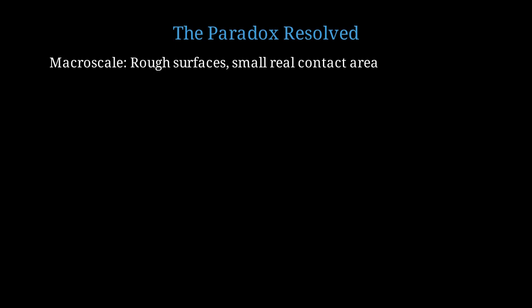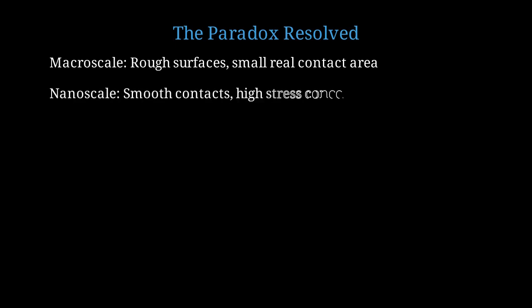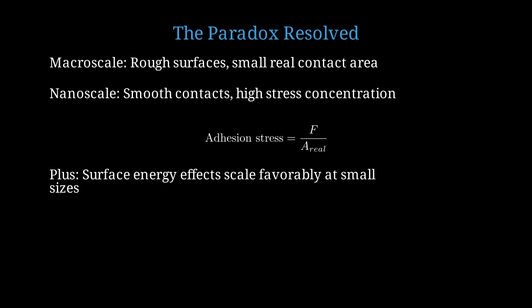Let's return to our original paradox. Why do non-sticky materials stick at the nanoscale? At the macroscale, even seemingly smooth surfaces are rough. The real contact area is a tiny fraction of the apparent area, so adhesion forces are diluted. At the nanoscale, surfaces can be molecularly smooth over the contact region. The entire apparent area becomes real contact area, and stress concentrates. Adhesion stress equals force divided by real contact area. At the nanoscale, A real approaches A apparent, so stress becomes very high. Additionally, surface energy scales with area, while volume and weight scale with size cubed, so surface effects dominate at small scales.